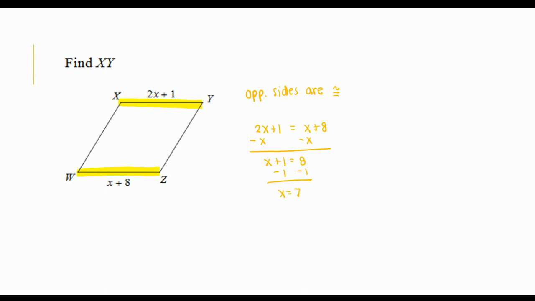But now solving for x wasn't my answer. We want to find the length of XY. Well, they're giving us the expression. It's 2 times 7 plus 1. 2 times 7 is 14. Add 1. We get a length of 15.